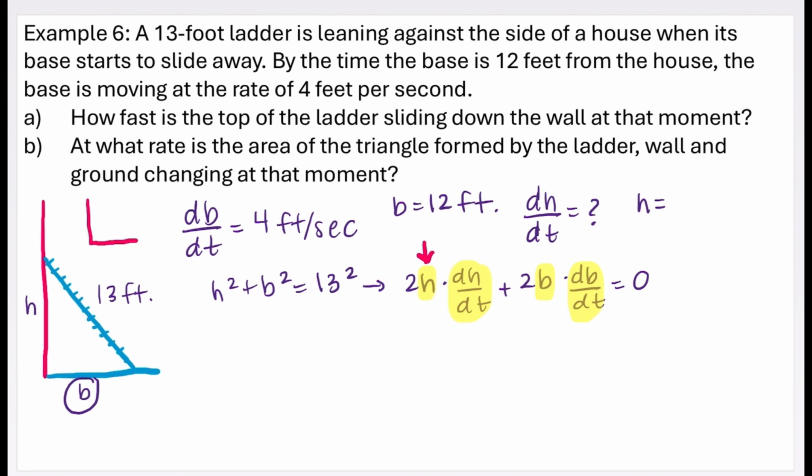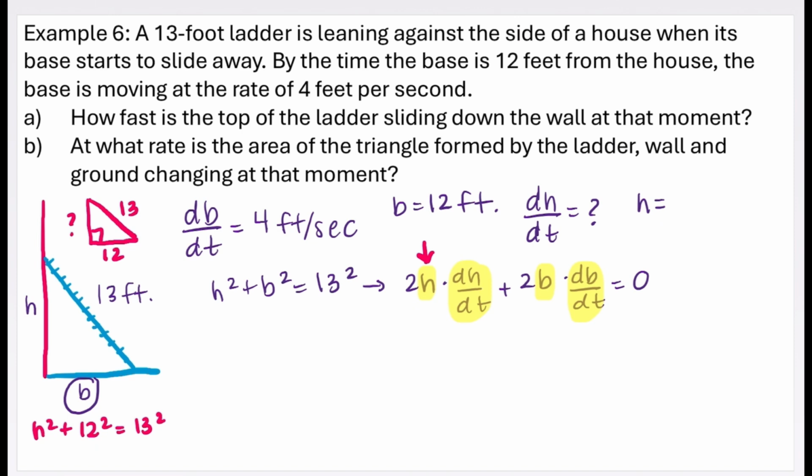So this is 13, it always is. When the base is 12, we need to figure out what the height's going to be there. So we're going to set up the Pythagorean theorem, and I'm going to do that just kind of down here. So I'll have h squared plus 12 squared equals 13 squared. 13 squared is 169. 12 squared is 144. So 169 minus 144.